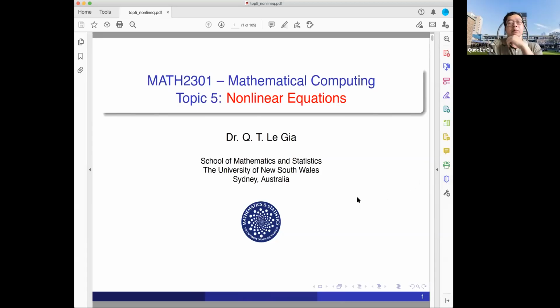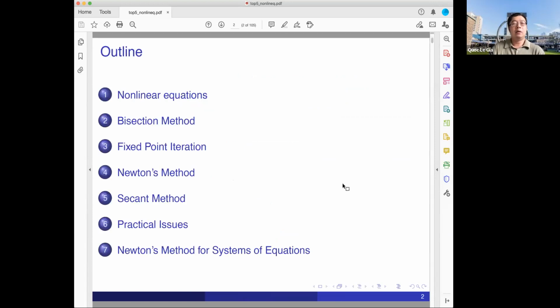So today we move to a new topic, nonlinear equations. And for nonlinear equations, we will study some well-known methods for solving them numerically: the bisection method, fixed point iteration, Newton's method, the secant method, and Newton's method for systems of equations.